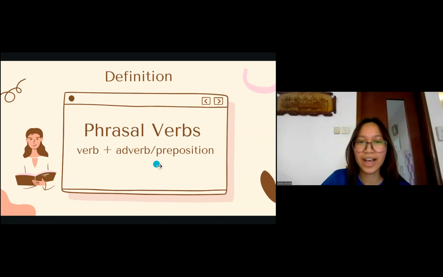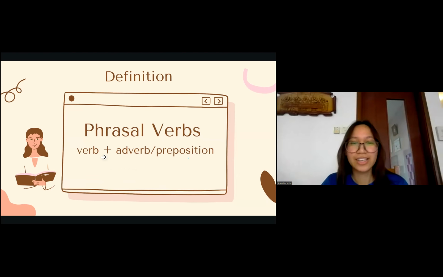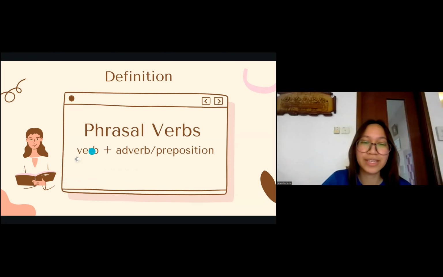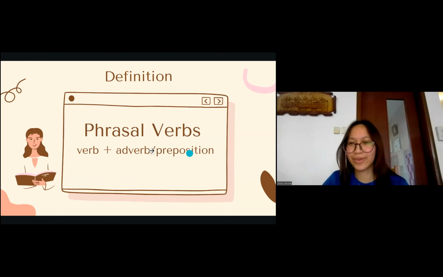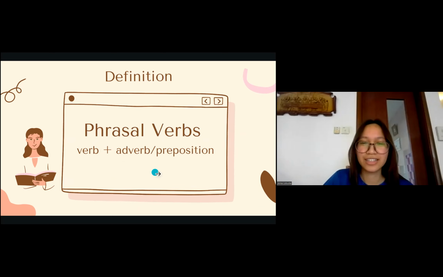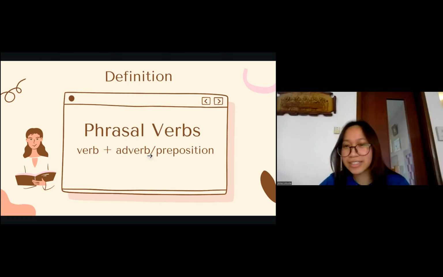Now, how do we form a phrasal verb? A phrasal verb is made up of two parts. The first part is the verb, your action word. The second part is an adverb or a preposition. Do you know what an adverb or a preposition is? I think next week you'll be learning more about prepositions. An adverb is a word that we use to describe a verb. Yeah, correct. Then what about preposition?